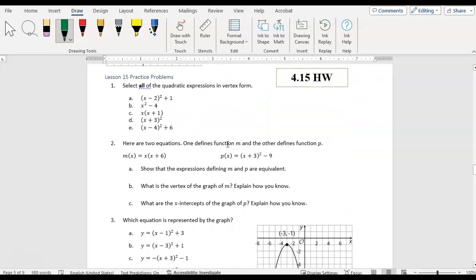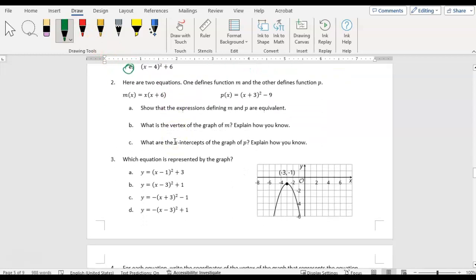Let's look at the homework problem. So it says select all the quadratic expressions in vertex form. So this one is in vertex form. For sure, we can see that. And this one is in vertex form. For sure, we can see that. This is in factored form. This is in factored form. This one is in both standard form and it is also in vertex form, because this one would be written as x squared, correction, (x plus 0) squared, right, minus 4. All right, and so this is (0, -4). This gives us the vertex there.